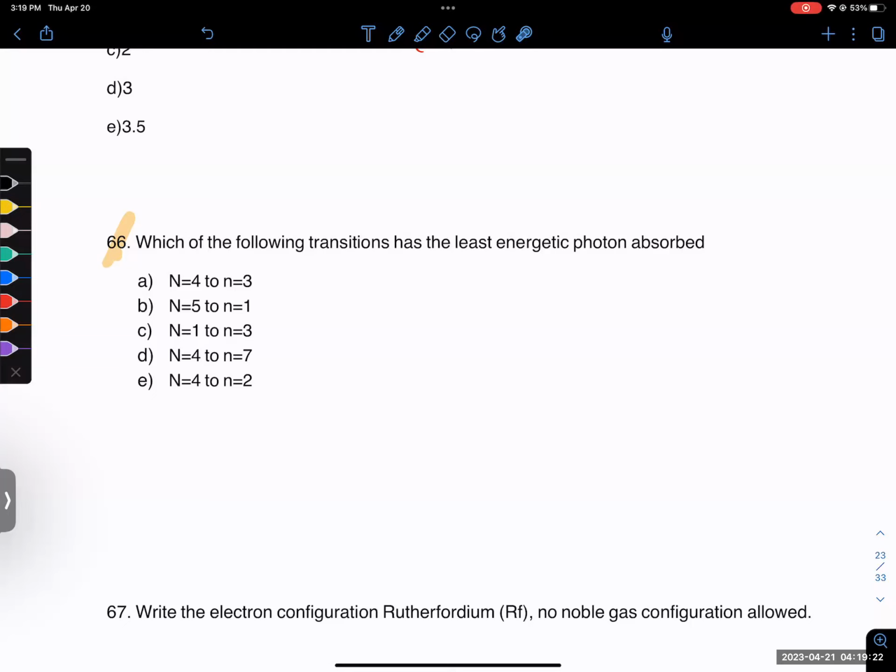Which of the following transitions has the least energetic photon absorbed? If we're absorbing a photon, we are going from a what state to a what? Like low to high, or high to low energy state? Low to high. So we should be looking for an answer that is going from a smaller number to a bigger number. So we can cross out A, B, and E. We're left between C and D. Which one do you think it is?